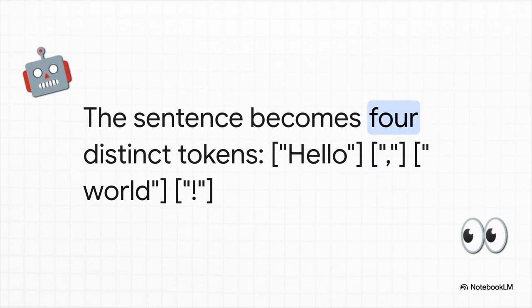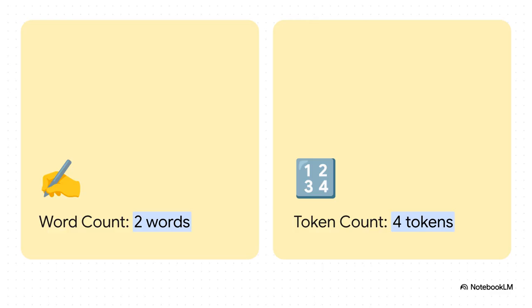And boom, this is the perfect illustration. The AI doesn't just see hello and world. Nope, it sees 4 totally separate pieces. It sees the word hello, it sees the comma, it sees a space and the word world, and it sees the exclamation point. Every single one of those is a token. So here's the side-by-side. Our human brain sees 2 words, but the AI has to do 4 units of work. And that right there is the core reason we pay for tokens and not words, because tokens are what actually represent the real computational work being done.